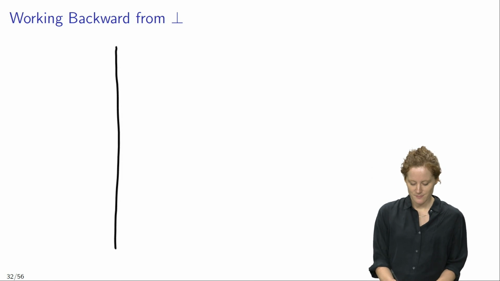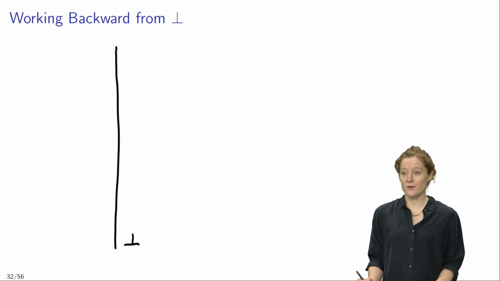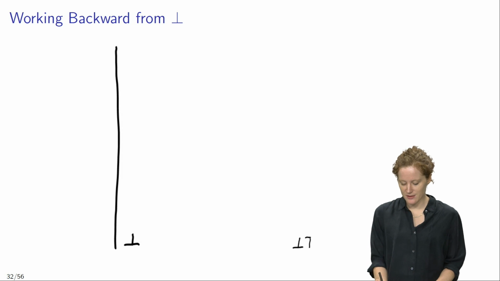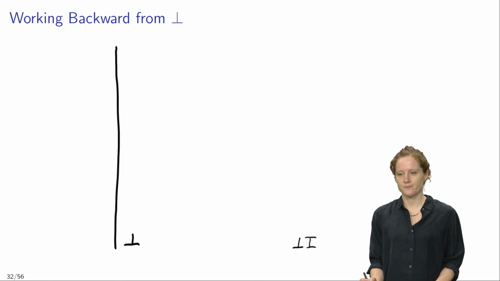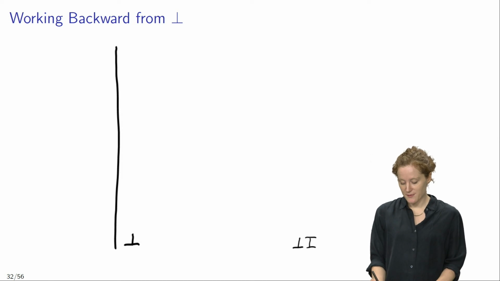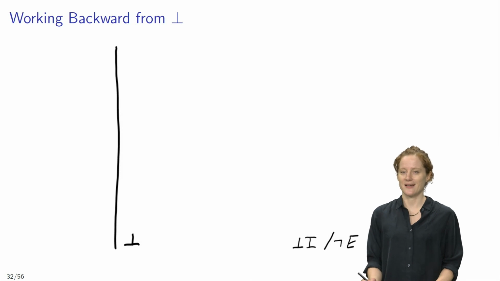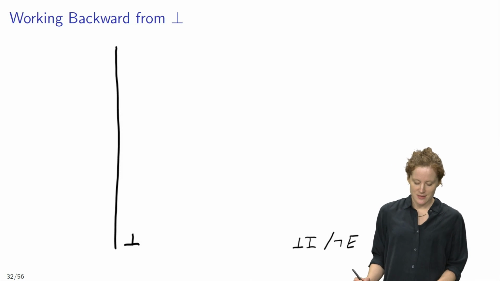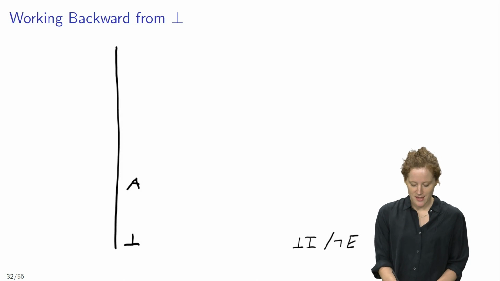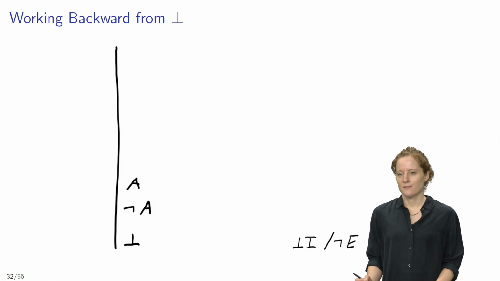Now, what if what I want to prove is bottom? Well, if what I want to prove is bottom, then backward planning suggests that I should use bottom introduction in order to infer bottom. Alternatively, of course, I could use negation elimination since these two rules are identical. And so that means that I need to establish a sentence A and the negation of that sentence at some point earlier in my proof.